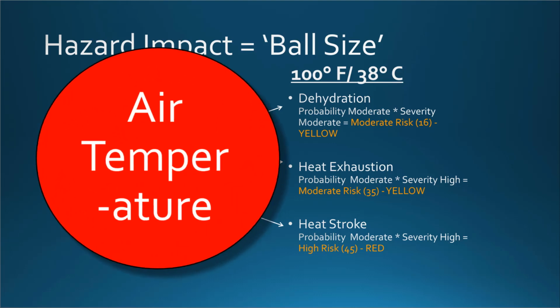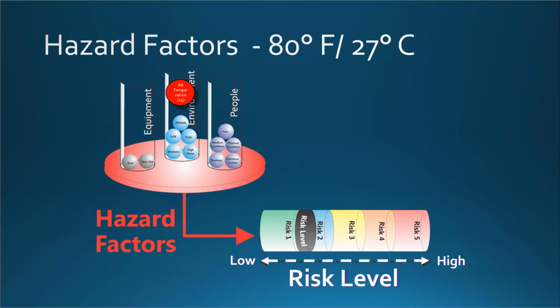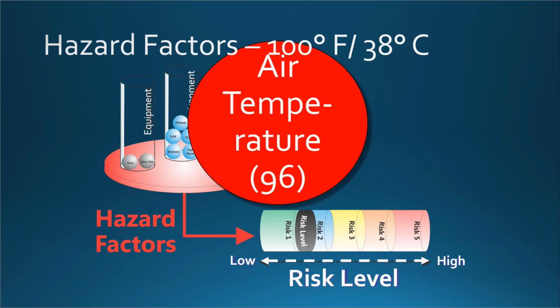So when we go back to looking at the basic RASM model, we can think of what's the size of this ball at 80 degrees, 27 degrees C. It's not really, really big. But at 100 degrees, it's a really big ball. And so we need to be thinking about how we manage this risk.